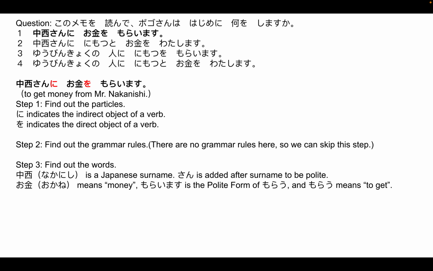Nakanishi is a Japanese surname. San is added after surname to be polite. Okane means money. Moraimasu is a polite form of morau, and morau means to get.